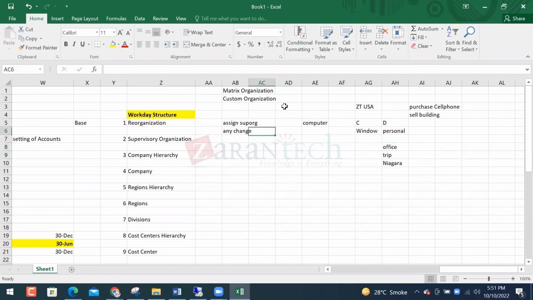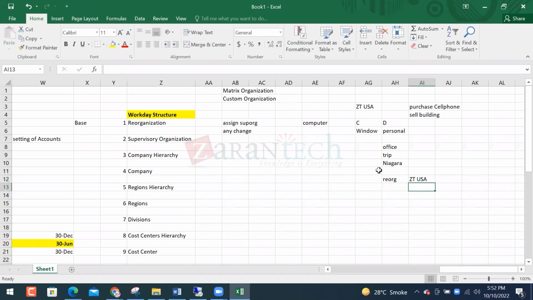Similarly, in Workday, your reorganization is just like a folder of your company, ZT USA. So when I ask you, can you tell me how much profit you had last year? Definitely you will go through this reorganization. You will go for this folder. Reorganization is a folder. Under that folder, I have ZT USA. This is my one folder.